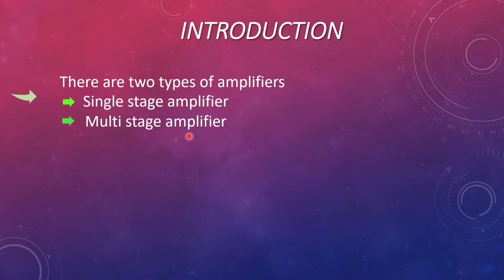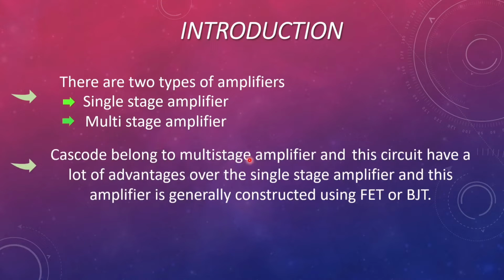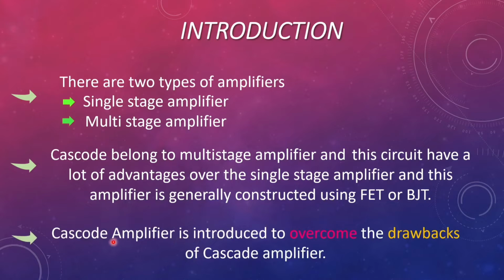For example, common emitter belongs to single stage, and Cascade and Cascode belong to multi-stage amplifier, and this circuit has a lot of advantages over the single stage amplifier, and this amplifier is generally constructed using FET or BJT. In this video we are going to construct it using BJT. In multi-stage amplifier, Cascade faces certain issues, so Cascode amplifier is introduced to overcome the drawbacks of Cascade amplifier.